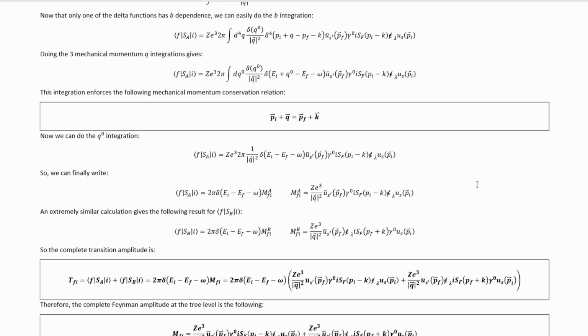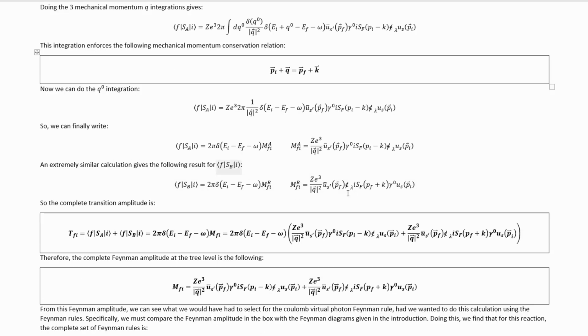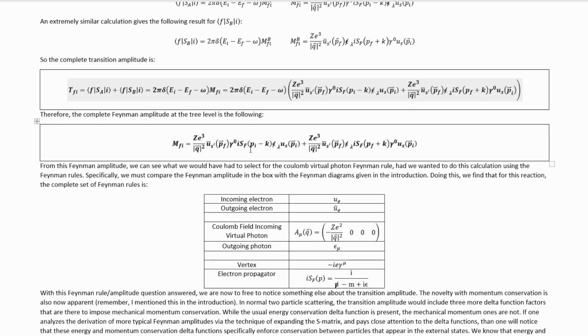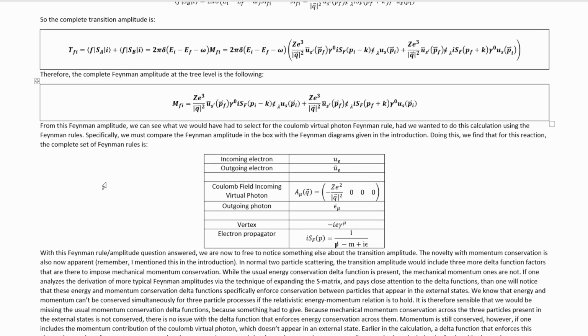So finally we have this result for the A term in the Feynman amplitude, and an extremely similar calculation yields this result for the B term in the Feynman amplitude. We can therefore write out the whole transition amplitude, and then this is the corresponding Feynman amplitude for tree-level coulombic Bremsstrahlung, which is what we need for deriving the Bethe-Heitler formula.